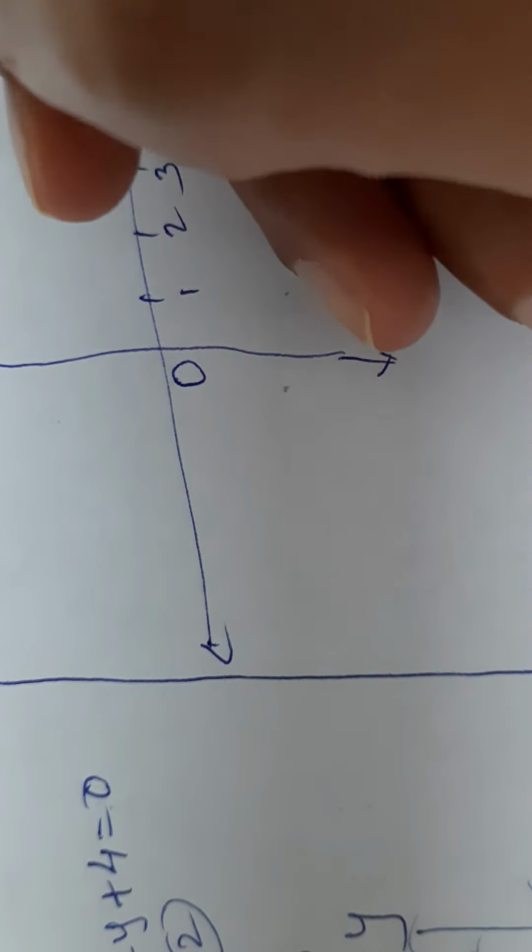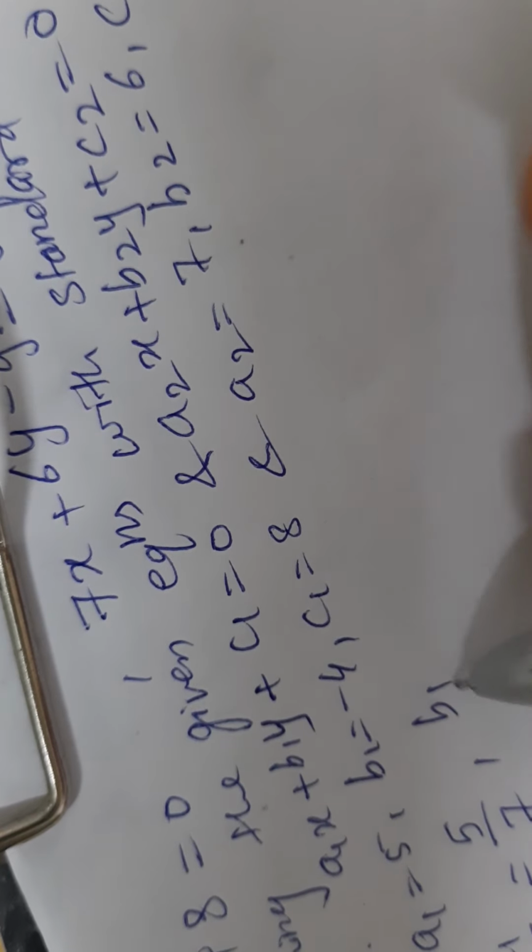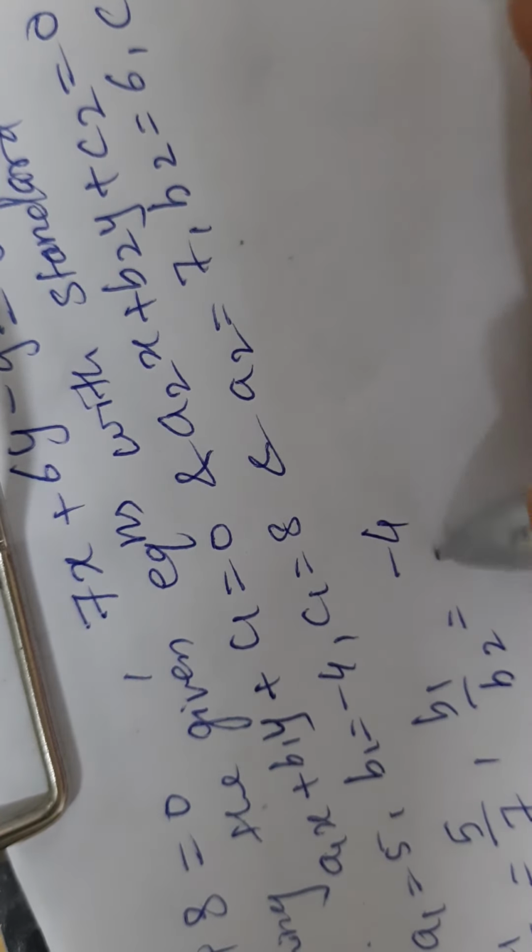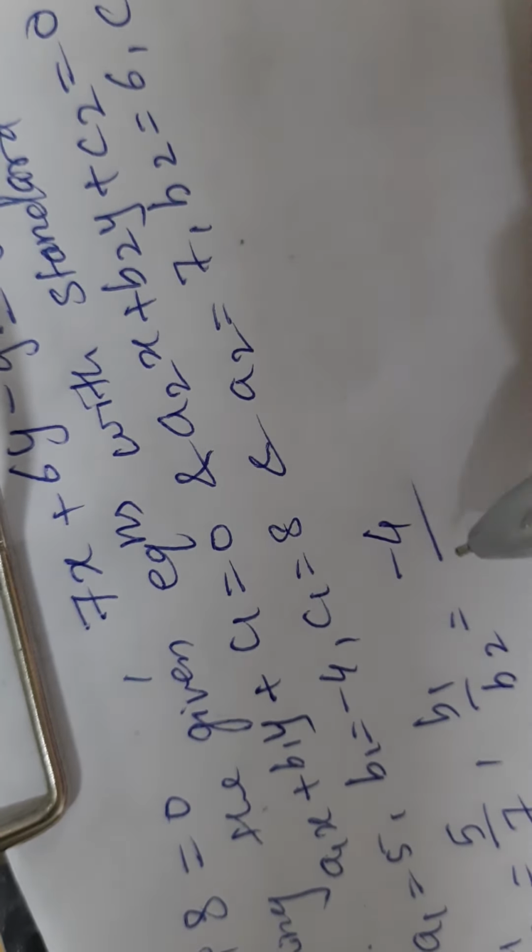So find out the ratios. Here a1 is to a2 is 5 by 7, b1 is to b2 equal to minus 4 by 6, that is minus 2 by 3. So which are not equal. Now here, since a1 is to a2 is not equal to b1 is to b2, therefore the lines representing the pair of equations intersect each other.